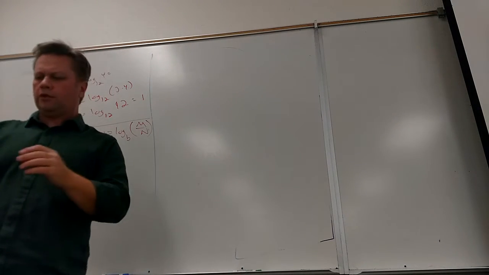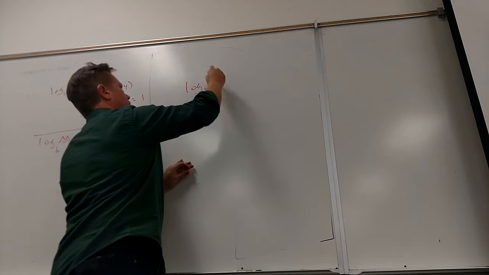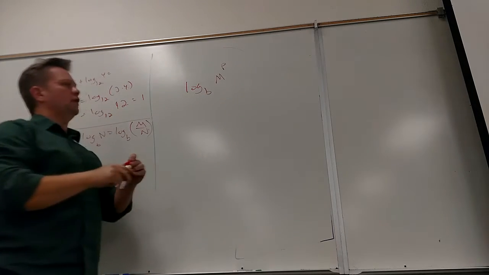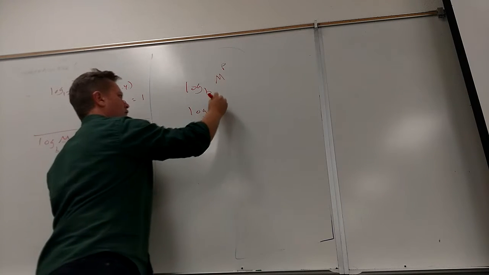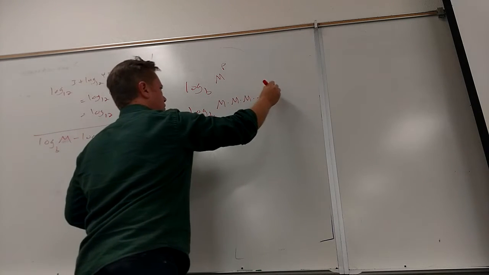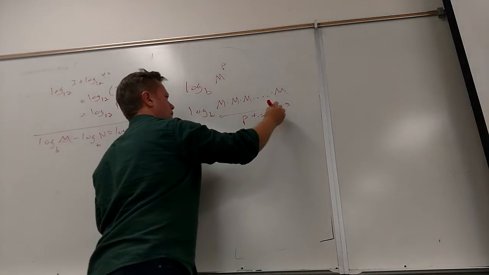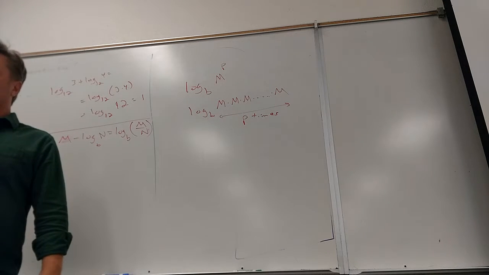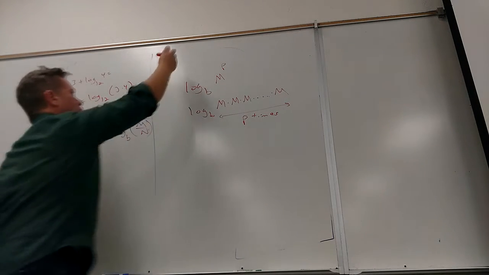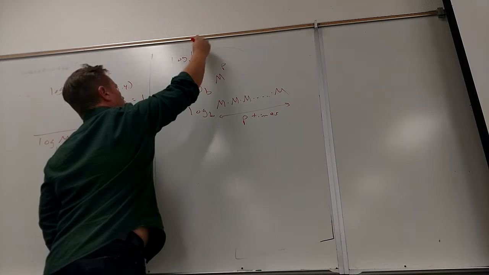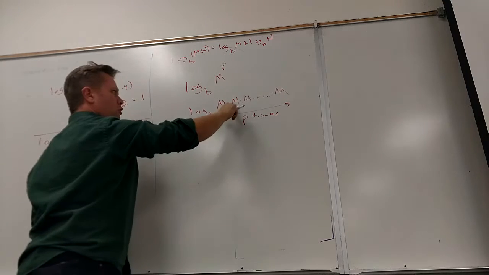Now, one quick thing I'm going to unleash you on these problems. If I had log base b of m to the p, that would be log base b of m times m times m times m. How many times? P times. Right? And again, what was the rule when I had log base b of mn? That was log base b of m plus log base b of n. So I just use that rule over and over and over again.